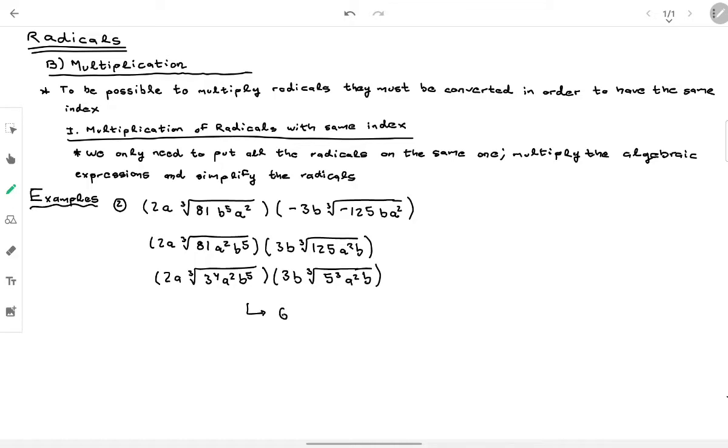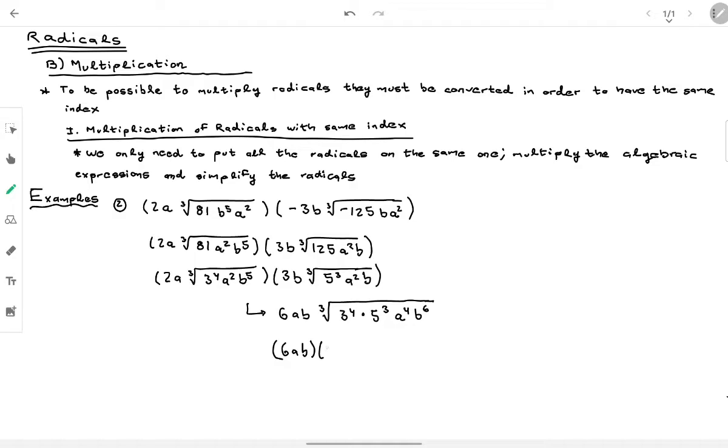3 times 2 is 6ab. That's the coefficients outside the radical. In the inside part, it's going to be 3 to the 4 that multiplies 5 cubed. A squared and a squared is going to be a to the 4. B to the 5 and b to the 1 is going to be b to the 6. So after that one, of course, the 6ab stays outside. That will multiply whatever we take out of the root.